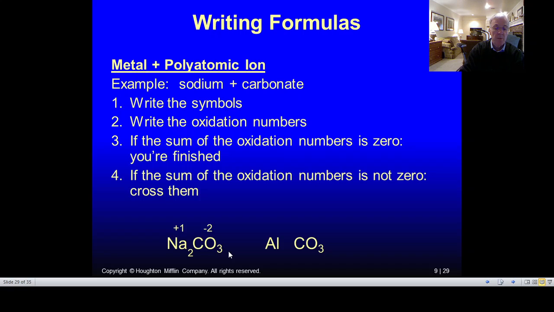Now, if we had aluminum combining with carbonate, aluminum has the oxidation number +3, and carbonate has its -2 charge. We're going to have to cross these because they do not add up to 0. So we bring the 2 down next to aluminum, and the 3 we bring down next to the carbonate. We put carbonate in parentheses so the 3 can come outside of the parentheses that enclose carbonate, so that it looks like Al2(CO3)3, aluminum carbonate. That is 3 carbonates, 2 aluminums.